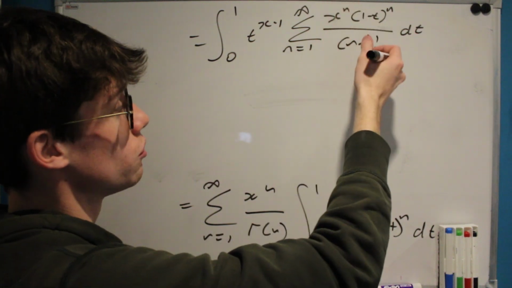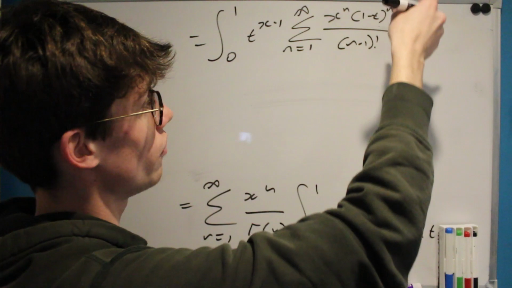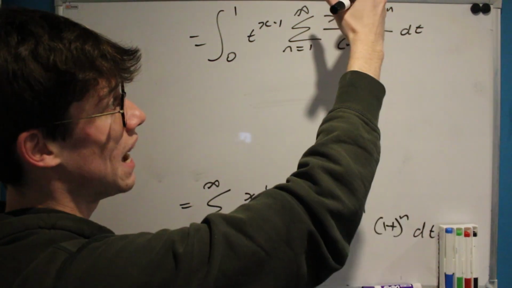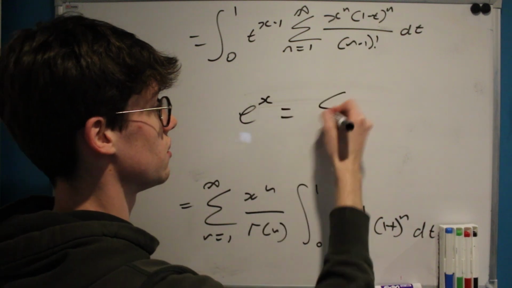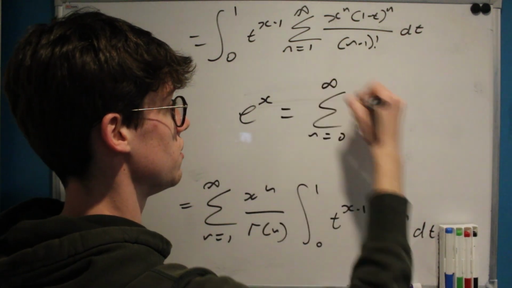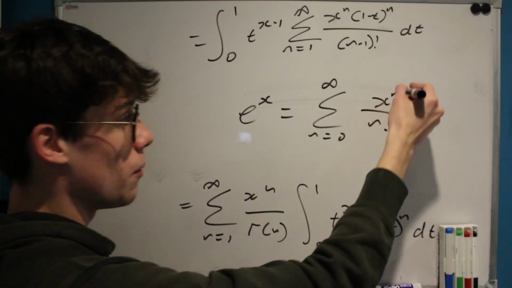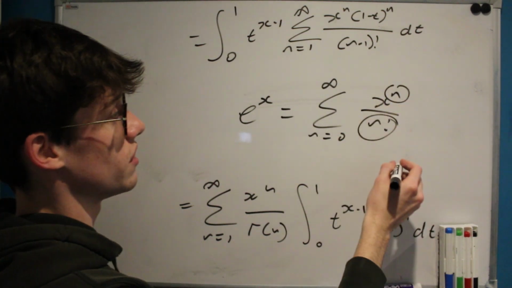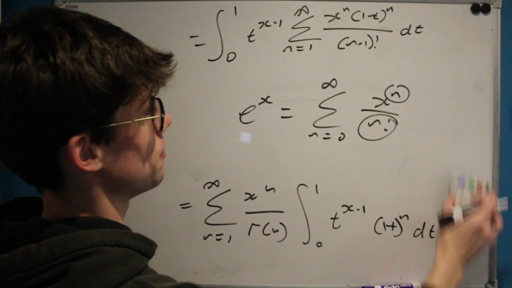Right, we've got a factorial on the bottom and we've got a numerator to the power of n. But the problem is that our power doesn't match our factorial. So we know that e to the x is the sum from 0 to infinity of x to the n over n factorial. But here our factorial is n minus 1 and our power is n.